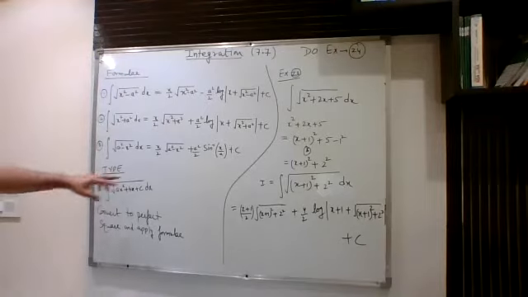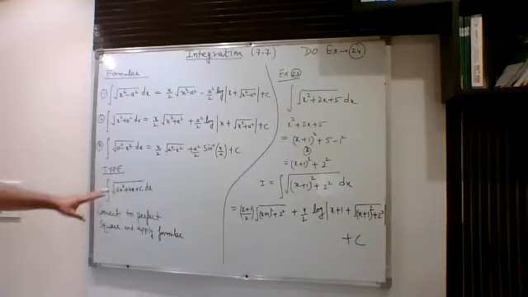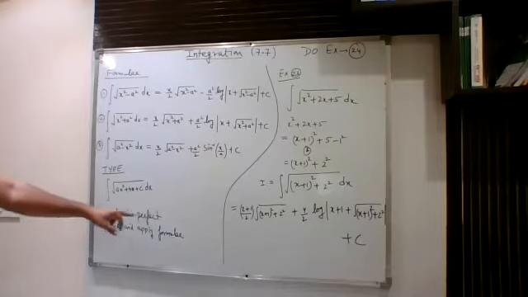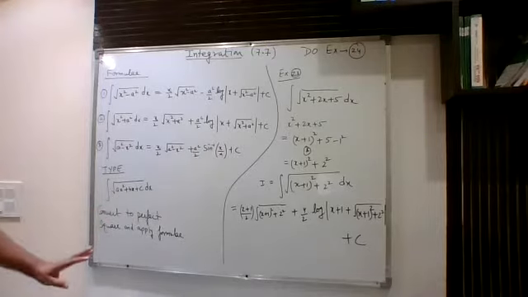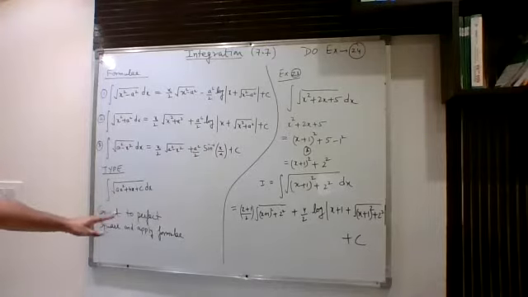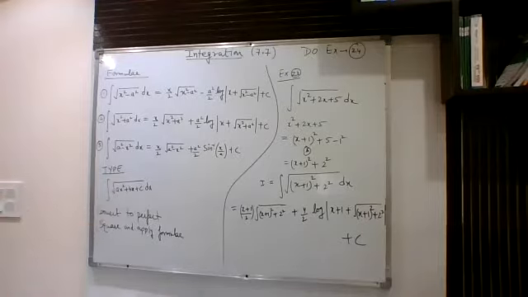So the type is under the root of quadratic. So what we have to do is just convert to perfect square and apply formulas. So perfect squaring is same as what we had done in that 7.5 exercise. So I have written this example number 23. So the question is under the root of x square plus 2x plus 5 dx.